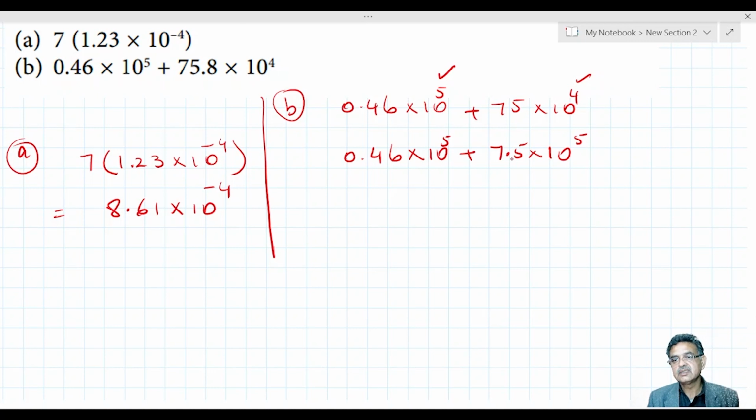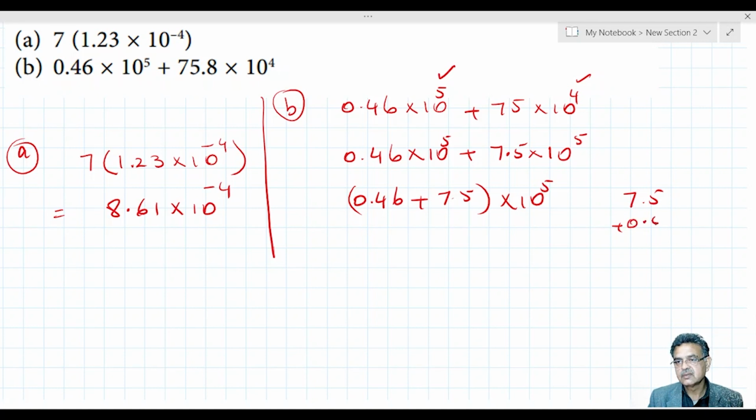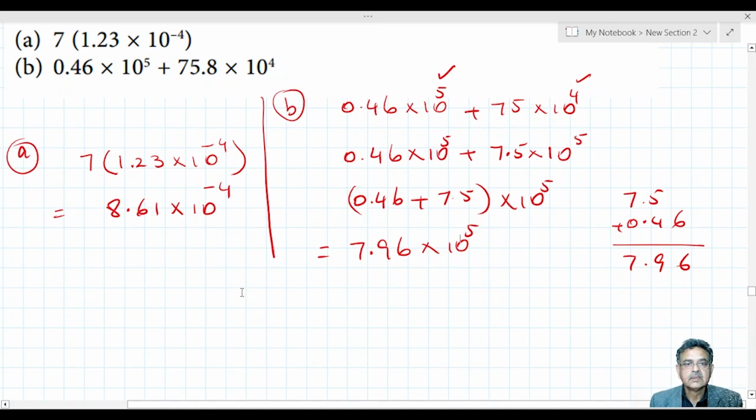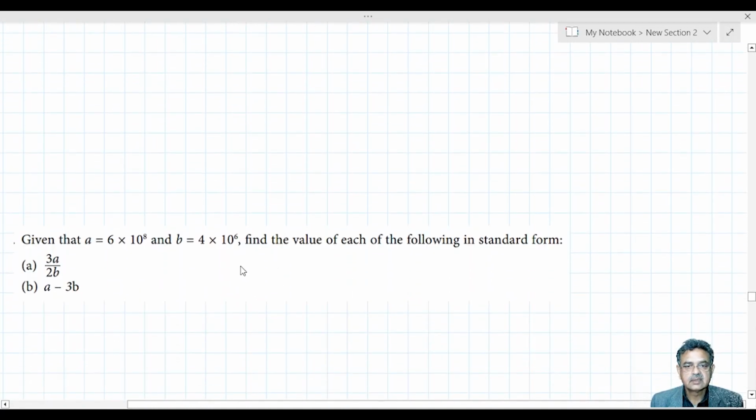75 can be written as 7.5. Now 0.46 plus 7.5, and 10 power 5 is common, so 7.5 plus 0.46, 7.96. So it will become 7.96 multiplied by 10 to the power 5. That's it. Okay, next question.